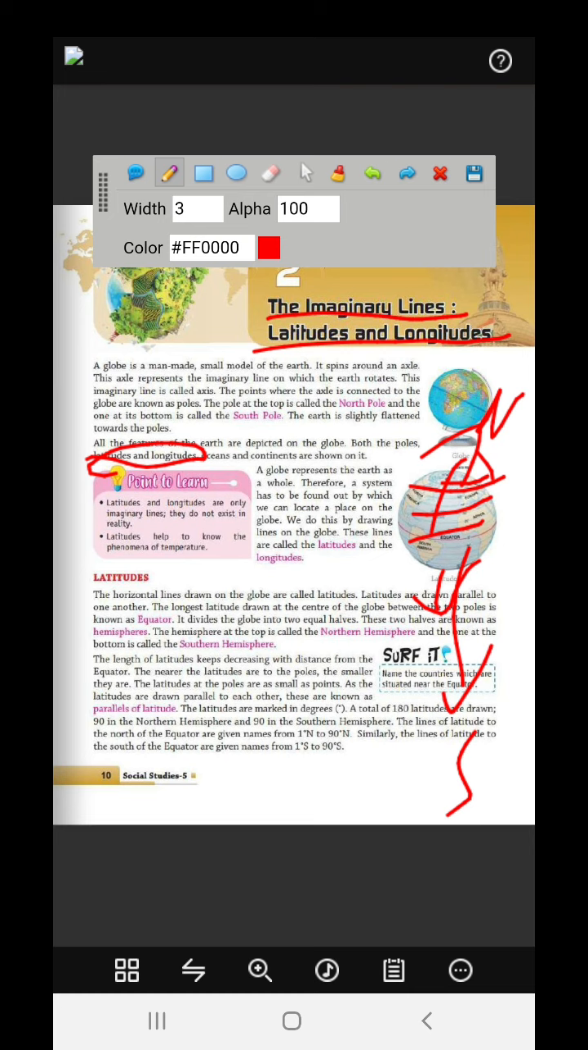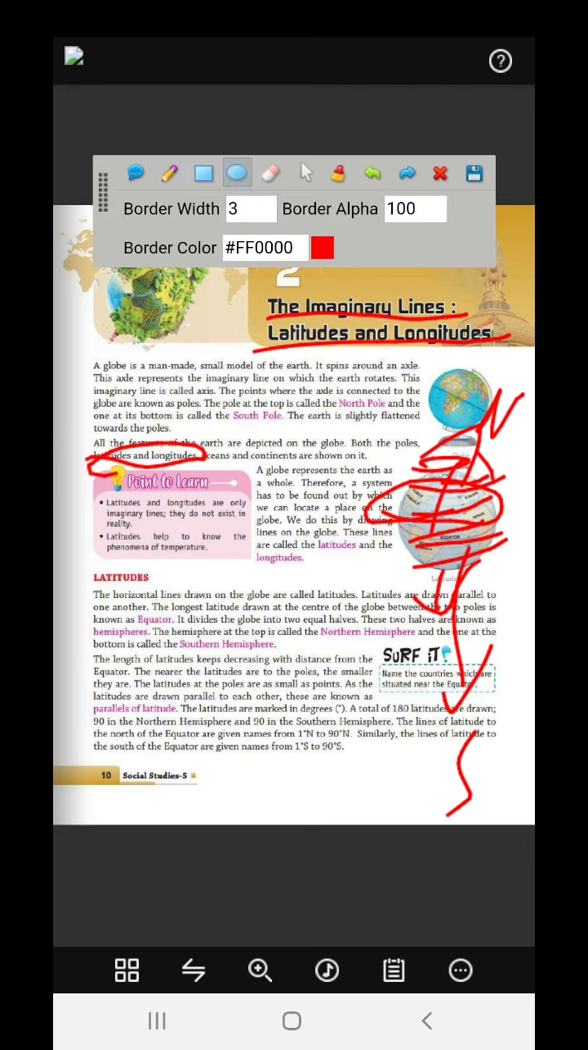The length of the latitude keeps decreasing with distance from the equator. The nearer the latitudes are to the pole, the smaller they are. You can see over here the latitudes are the longest, while this is the smallest over there. As the latitudes are drawn parallel to each other, these are known as parallels of latitude. You can see all of them are going parallelly.